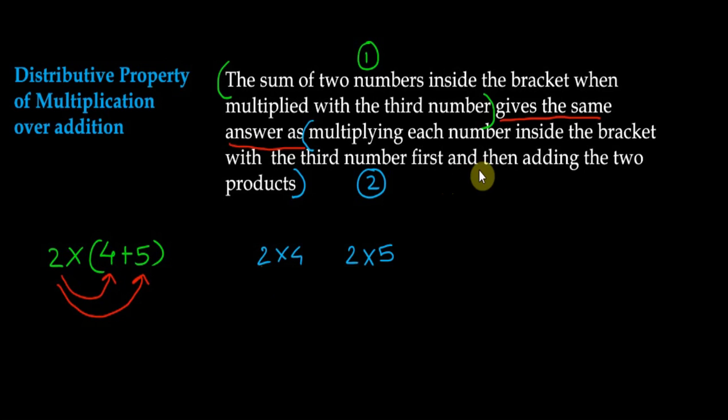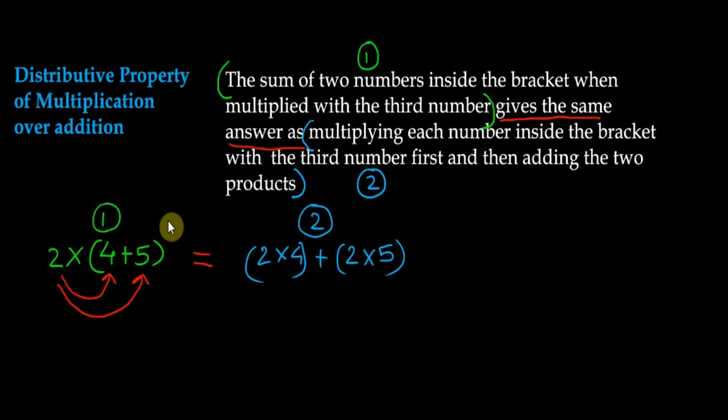So next it says, and then adding the two products. So that means we have to add the two products. So now let's go back to our statement once again. So it says the sum of two numbers inside the bracket when multiplied with the third number. So that is our first part of the statement. Gives the same answer as, means it should be equal to multiplying each number inside the bracket with the third number first and then adding the two products, which is the second part of our statement, which is this.